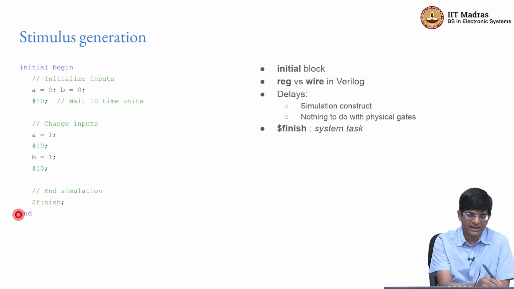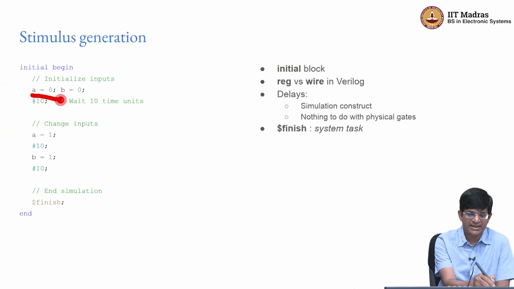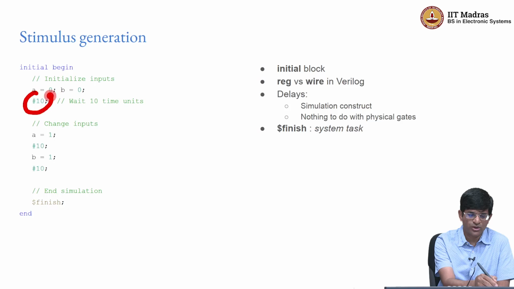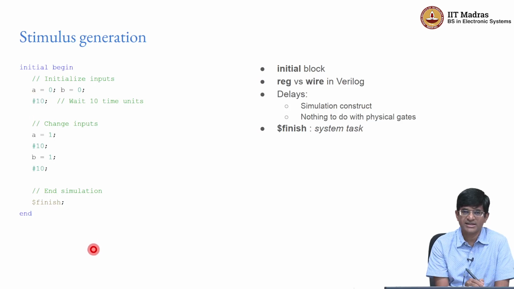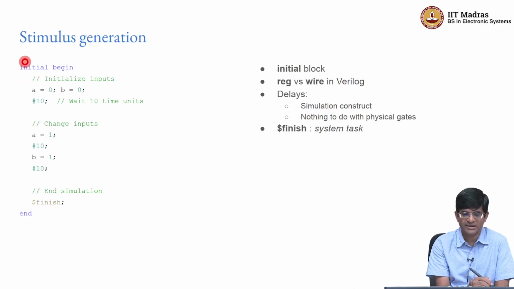You have a begin and end which allow you to define the scope of that initial block. And inside that we can, for example, do things like assigning values to inputs: a equal to 0, b equal to 0. Then comes the tricky part. We have this notion of #10, and what this #10 says is wait for 10 time units. We will be talking a lot more about what these time units are a little bit later, but the important thing is, you remember I told you that initial runs at time 0 when the system starts. Well, how can I wait for 10 time units?